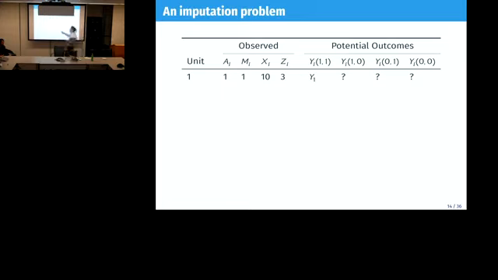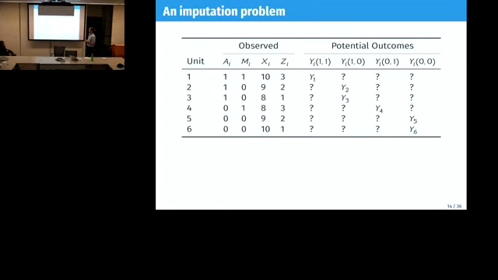So first unit is treated, has M equals 1, X equals 10, Z is equal to 3, and we get to observe this person's potential outcome under treatment. That's just their value of the outcome, but we don't get to observe how they would have responded to other combinations of A. Okay, and then unit 2 here is A equals 1, M equals 0. We get to see them for that column, and then we'll fill this out. So we have 6 units here. I'm going to focus on this example with 6 units.